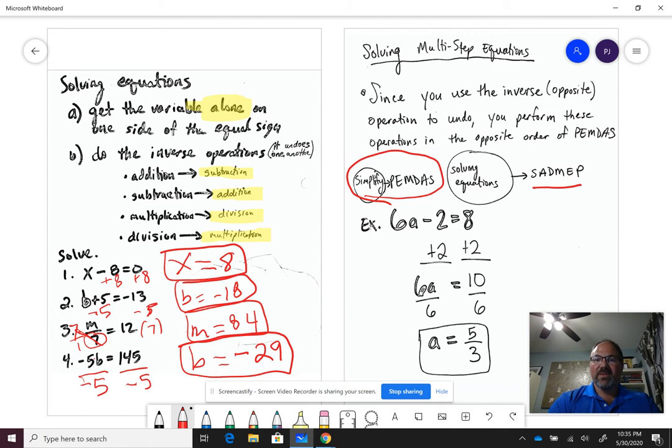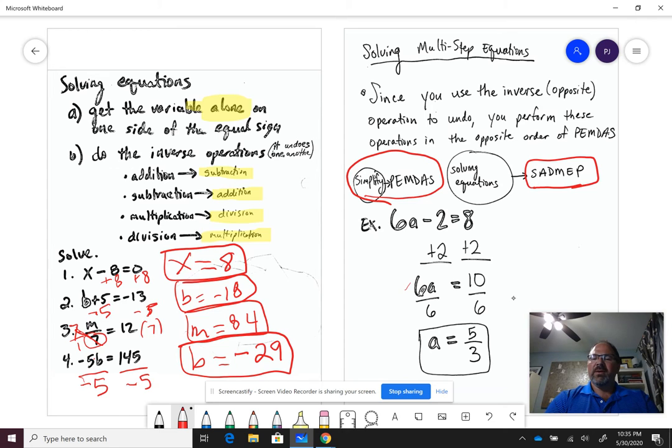Meaning the opposite direction. So starting at P, we're going to start at S. So I called it SADMEP. Right, SADMEP. It's kind of like the order that you want to think about doing things. So we always look to get that variable by itself, but in order to do that, we're going to look to do any kind of addition or subtraction first. Then we go to multiplication or division, and then we'll look at exponents and parentheses after that.